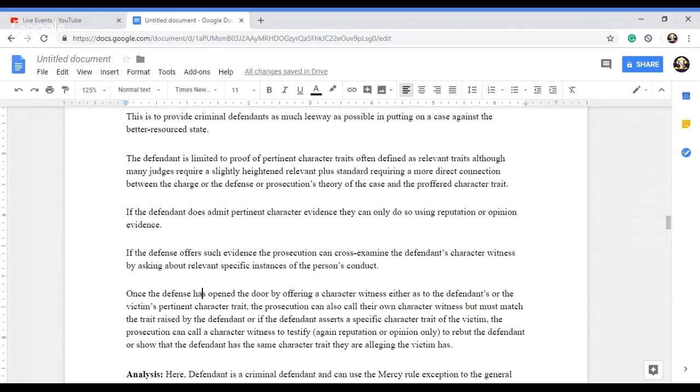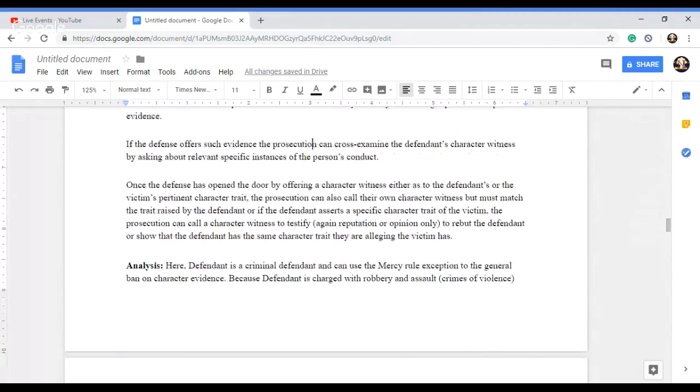Once the defendant has opened the door by offering a character witness, either as to the defendant or the victim's pertinent character trait, the prosecution can also call their own witnesses, but must match the character trait raised by the defendant. Or if the defendant asserts a specific character trait of the victim, the prosecution can call character witnesses to testify, again, reputation and opinion only, to rebut it or show that the defendant shared the same character trait.